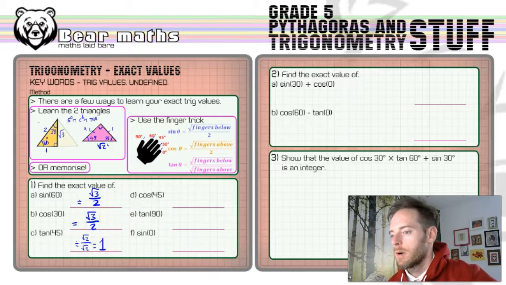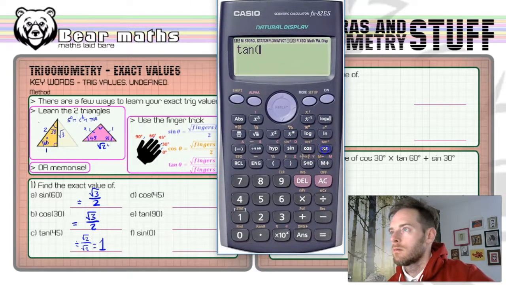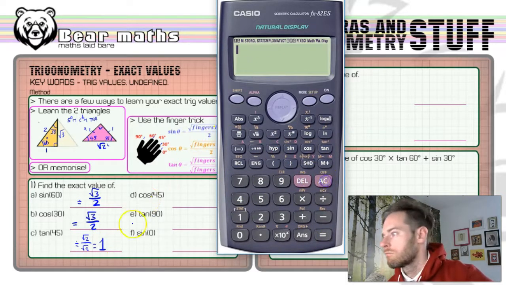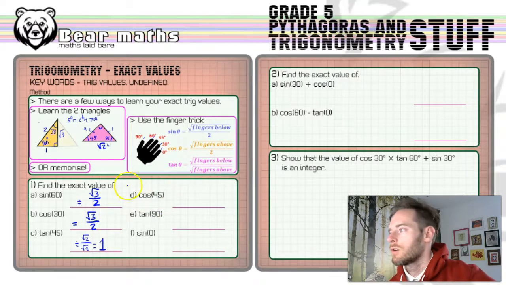I'll just show you what I mean by checking on the calculator actually. Tan of 45, that's the last one we did. Tan of 45, 1. Right? So you can see you can check any of those. Cos 30, right? Root 3 over 2. Sine 60 would be the same thing. Type that in. Right? But you're not allowed to use a calculator on these. I'm just showing you so we can check.